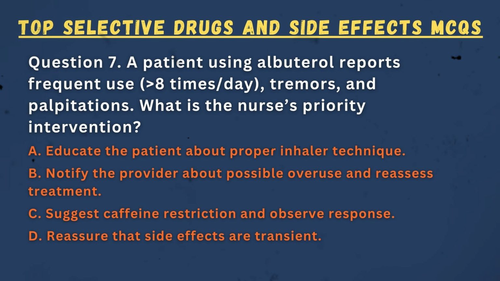A. Educate the patient about proper inhaler technique. B. Notify the provider about possible overuse and reassess treatment. C. Suggest caffeine restriction and observe response. D. Reassure that side effects are transient.